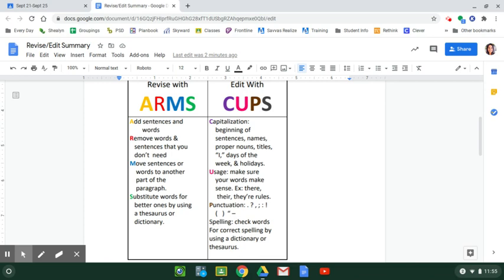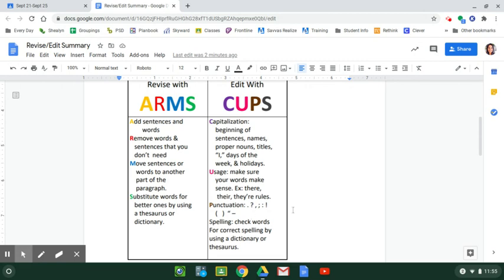They're not your own. And then the S, spelling. Make sure you check your words for correct spelling by using a dictionary or thesaurus. So, I don't want to see anyone spelling wagon wrong or train wrong. Some of these words are from the text, so you need to make sure your spelling is correct.